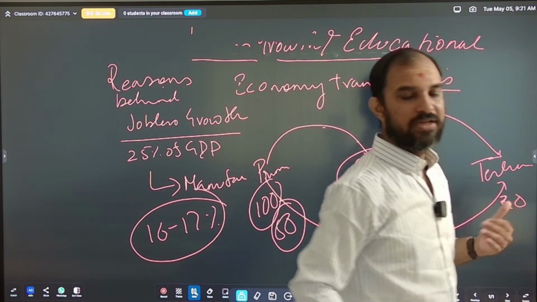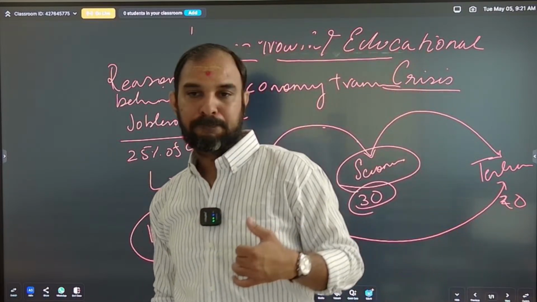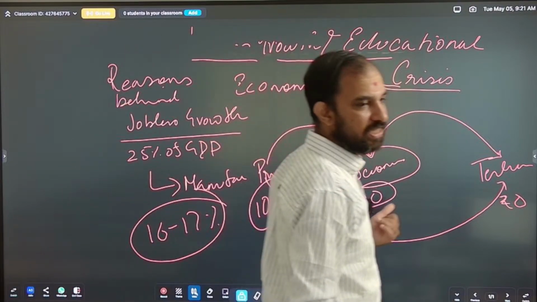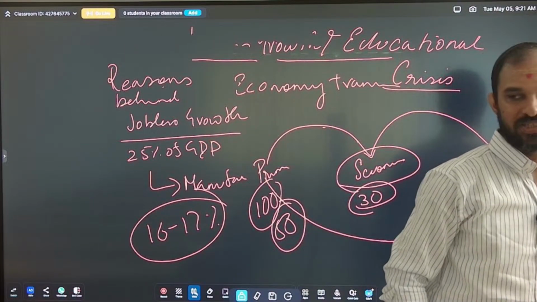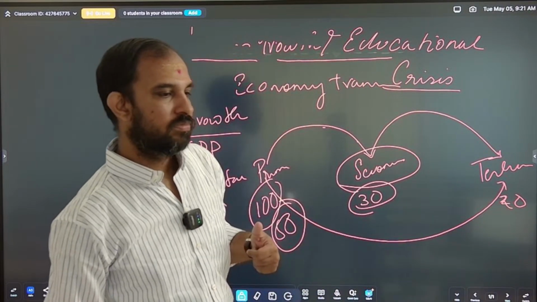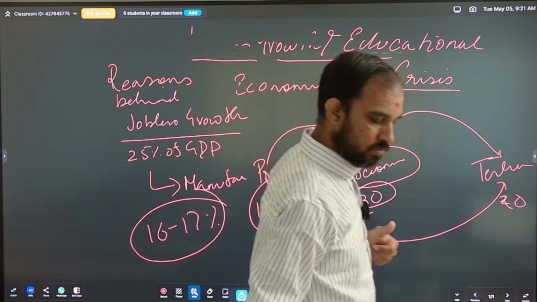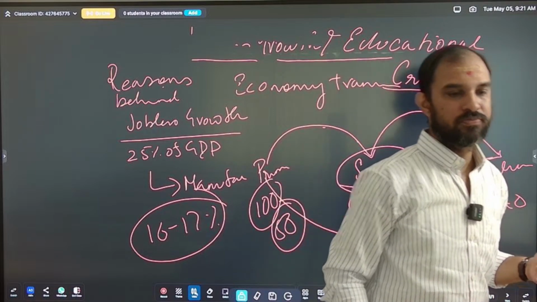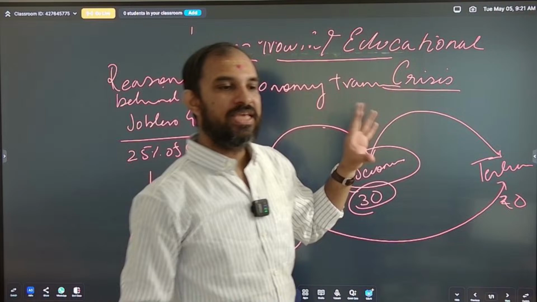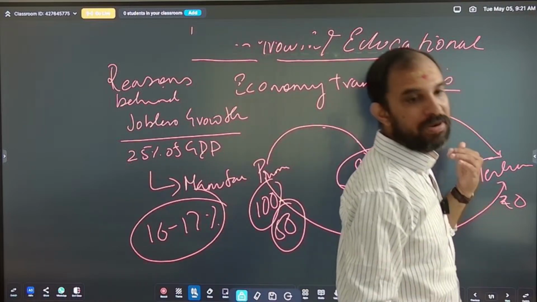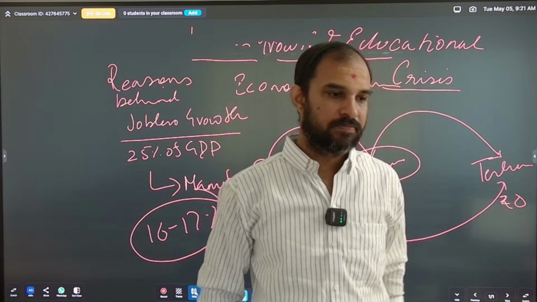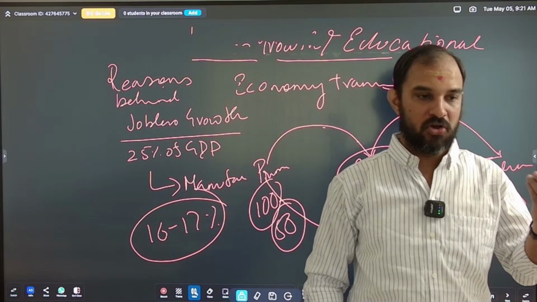India has to think and change the metrics from GDP growth to a condition wherein we can see employment linked growth, growth with employment.